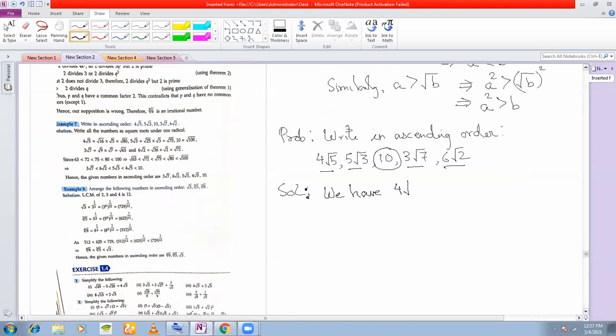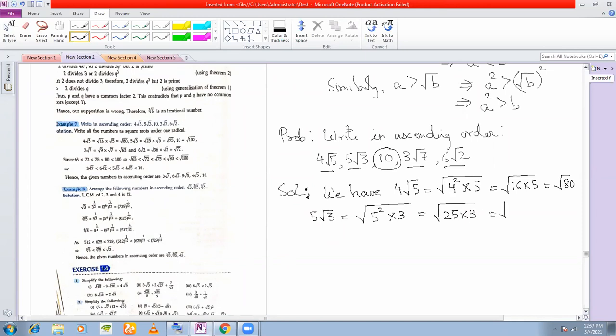4 root 5. How do you convert this to a pure surd? You write this as root over 4 square into 5. Remember how I told you to convert a mixed surd to a pure surd? So this will become root over 16 into 5. This will become root 80, right? Also 5 root 3, you convert to a pure surd, you get root over 5 square into 3, which is root over 25 into 3, which is root 75.